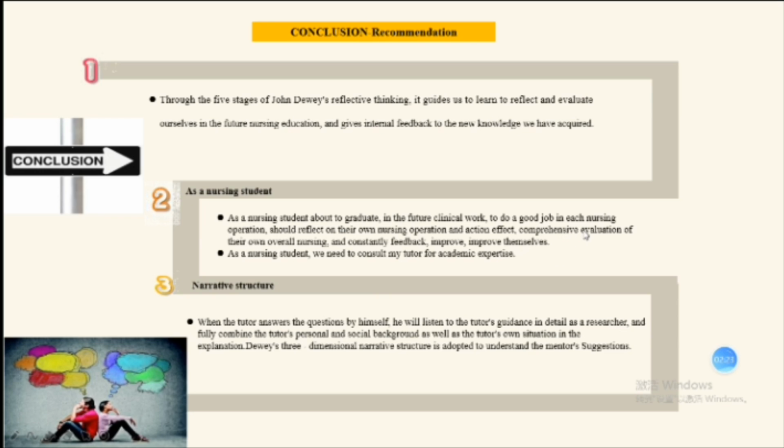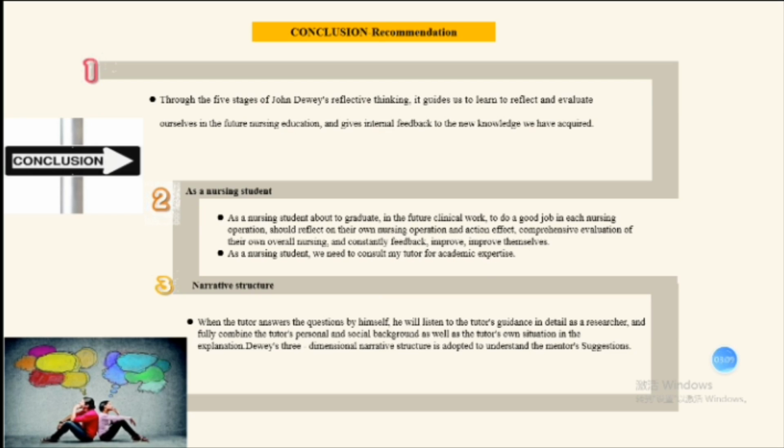recommendation. Through the 5 stages of Dewey's reflective thinking, we are guided to learn to reflect and evaluate ourselves in future nursing education, and give feedback on the new knowledge we have acquired as a nursing student, in the future clinical work to do a good job in each nursing task, and as a nurse we need to consult my tutor for practice.